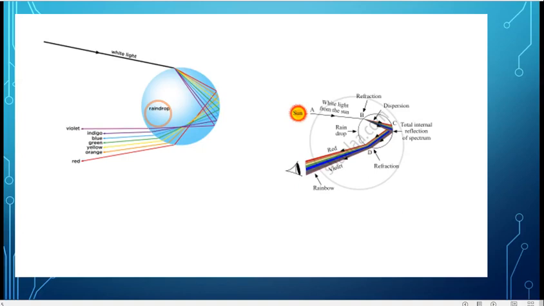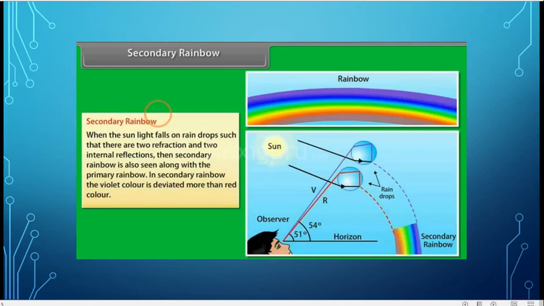Formation of a primary rainbow is due to a spherical water drop, and for a secondary rainbow, sunlight falls on raindrops such that there are two refractions and two internal reflections. Then the secondary rainbow is also seen along with the primary rainbow. In the secondary rainbow, the violet color is deviated more than the red color.